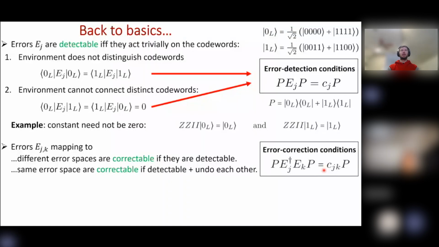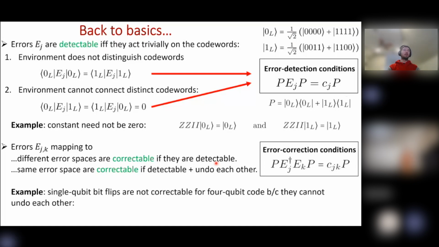And this is the Schrodinger picture version of what I meant by undo each other, namely that you can basically use a unitary recovery that recovers against one error to also recover against the other, which means that if it's two errors mapping to the same error space, you can use the recovery for either one, and that'll work.